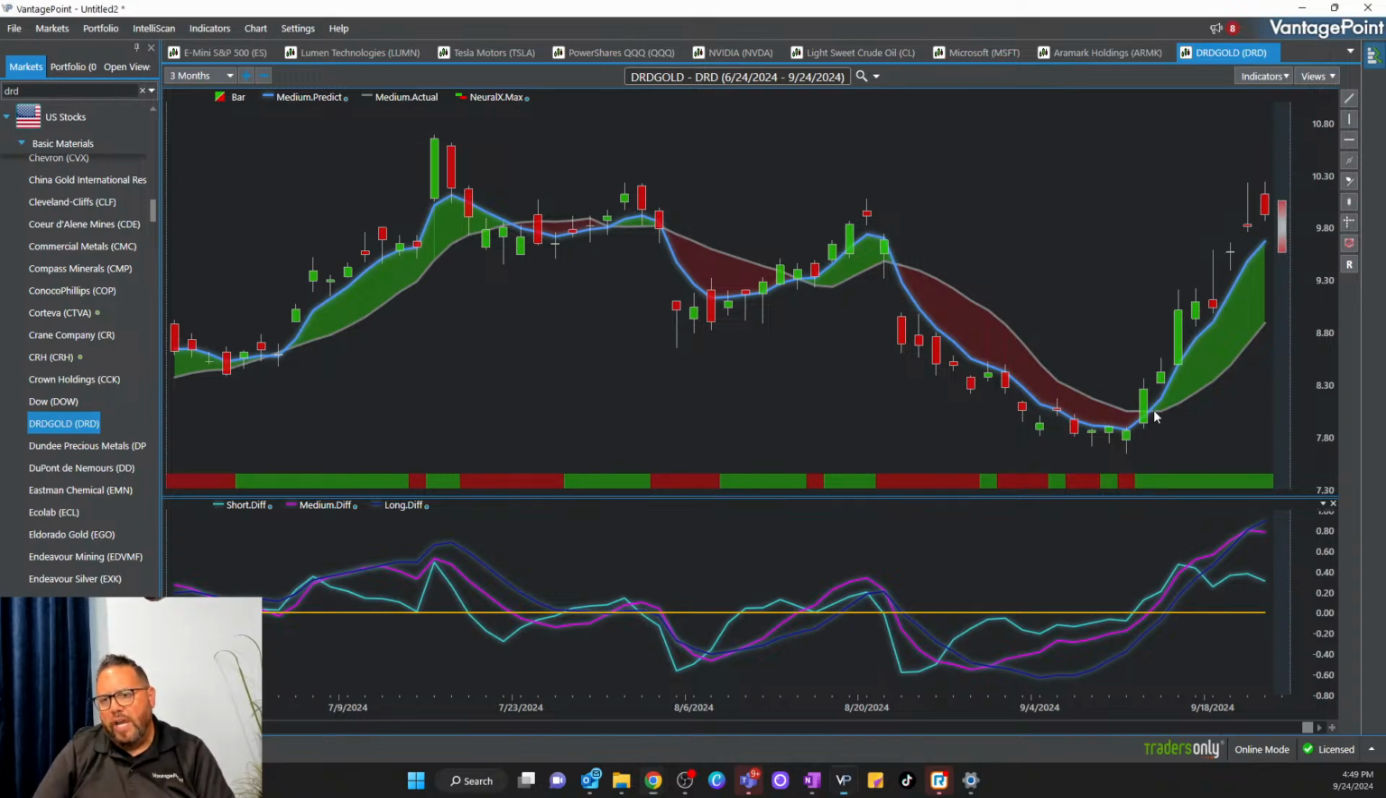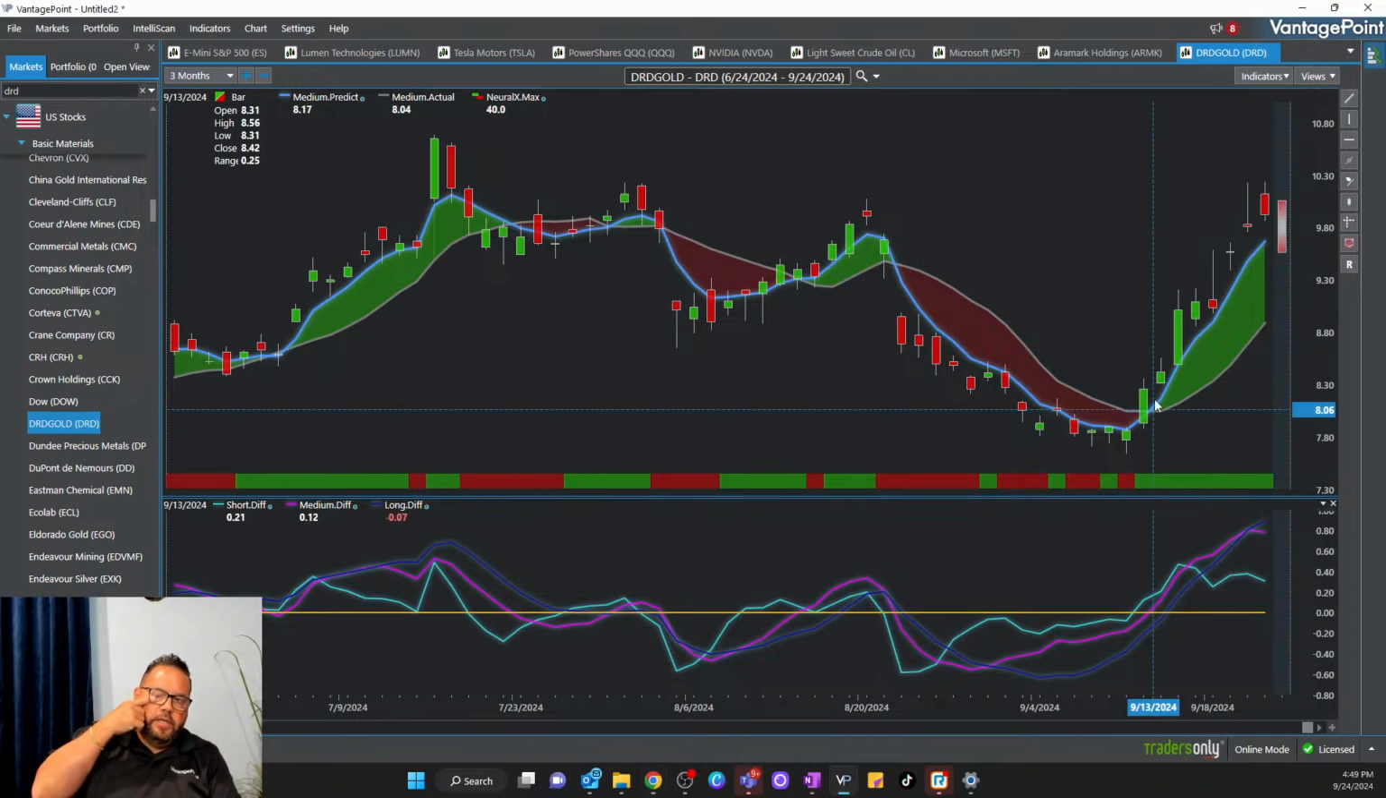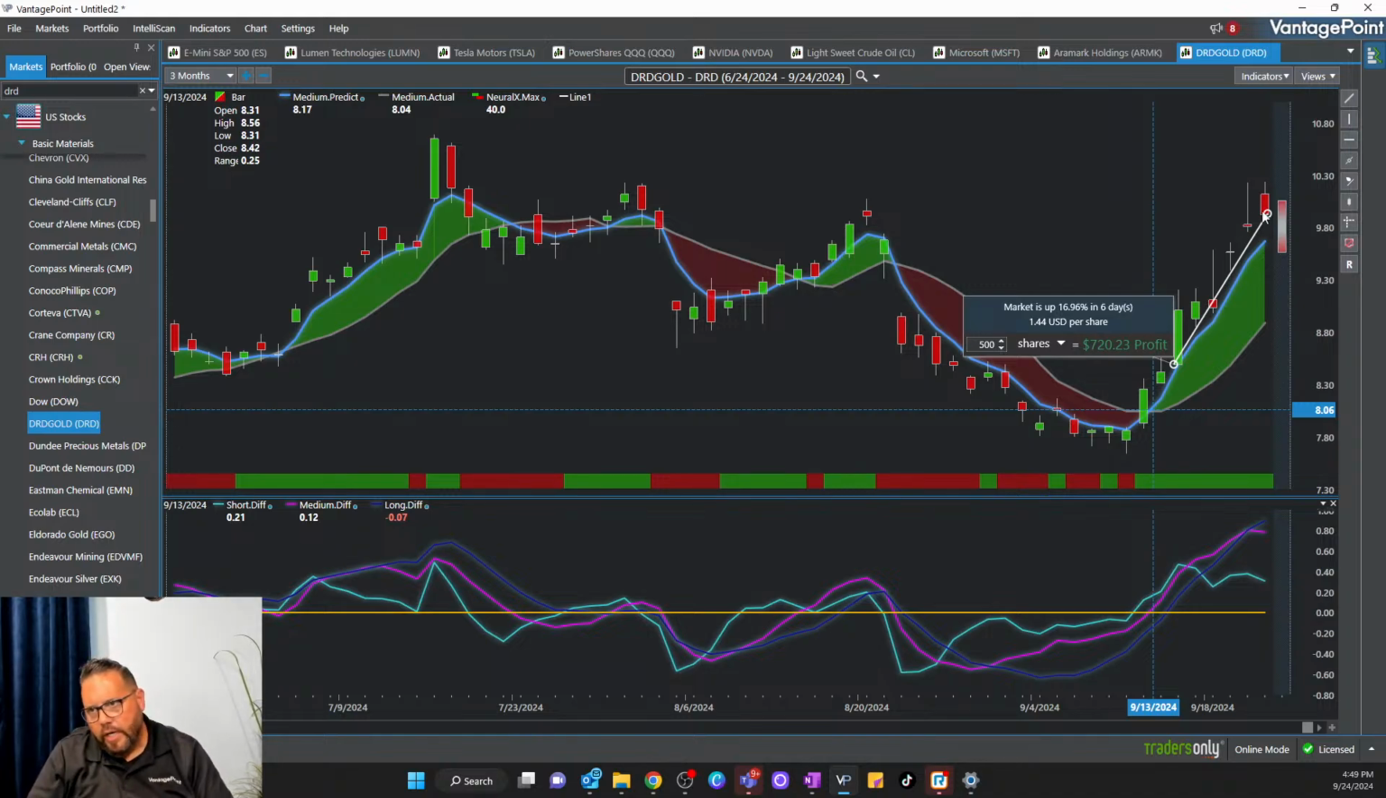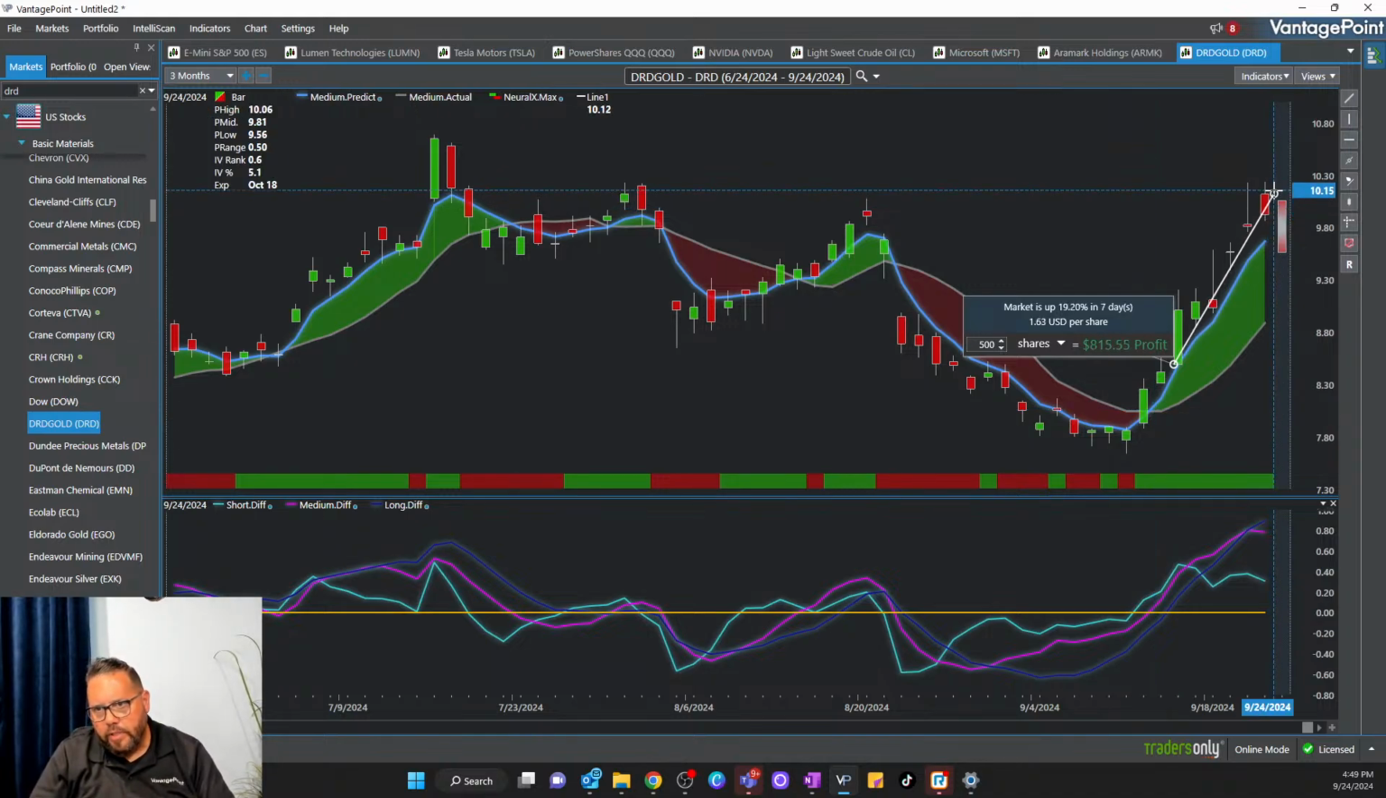DRD Gold, great forecast in VantagePoint. You can see that right here. The blue line crossed above on 9/13. The neural index was green and momentum was pushing higher. From that forecast until yesterday's close, I think today closed above yesterday's close, somewhere up here, it's about a 20% gain.